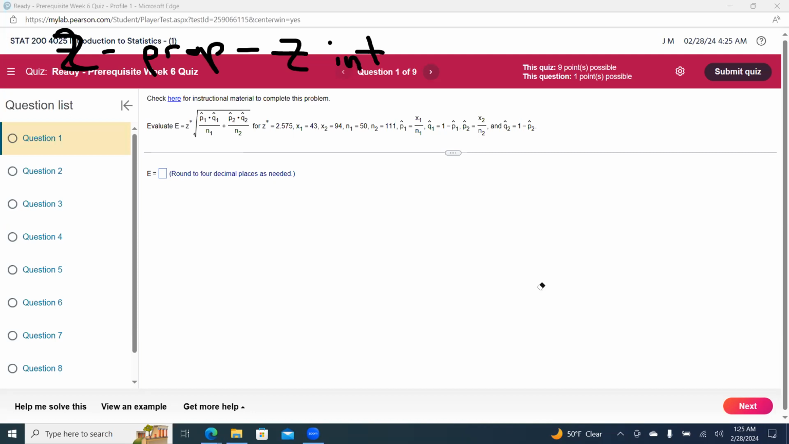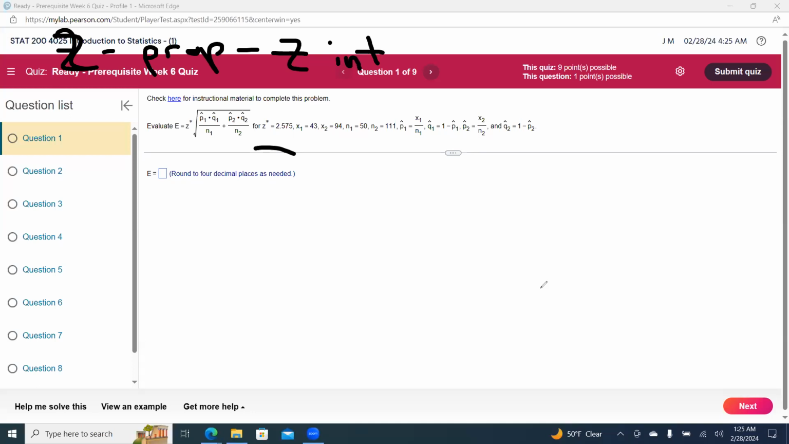So x1 is 43, n1 is 50, x2 is 94, n2 is 111. This is fine. Evaluate. We can evaluate that. Oh, they have to give us a confidence to find the Z, but they gave us the Z anyways. What is 2.58?